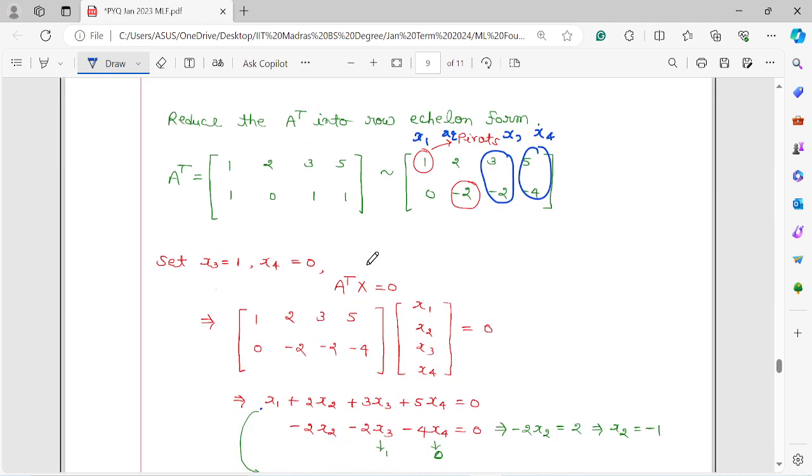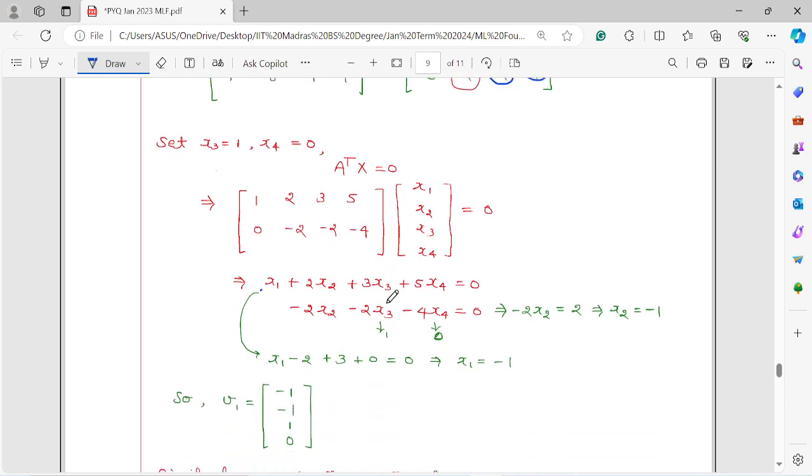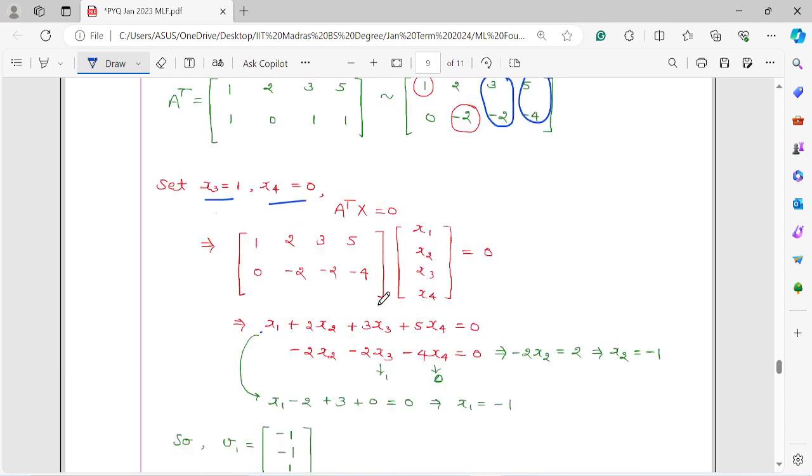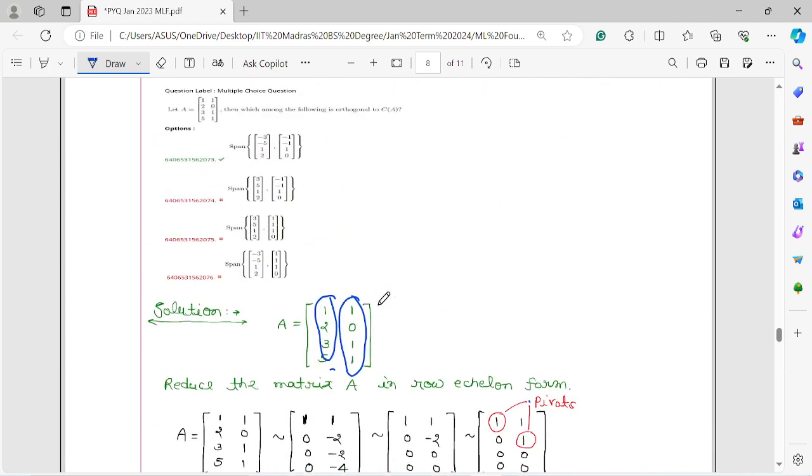So we have assumed x3 is equal to 1, x4 is equal to 0, and solve A transpose x equal to 0. I have substituted this row echelon form of the matrix, calculated x1 and x2 with the help of this equation, and substituted x3 as 1 and x4 as 0, because in all the options you have seen that there is 1 0, 1 0. For the free variables it is given 1 0.